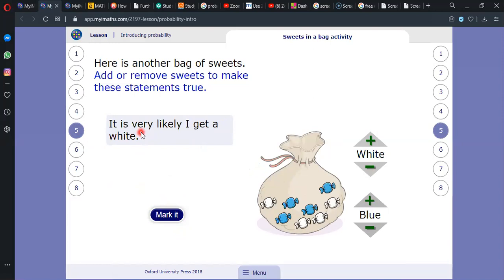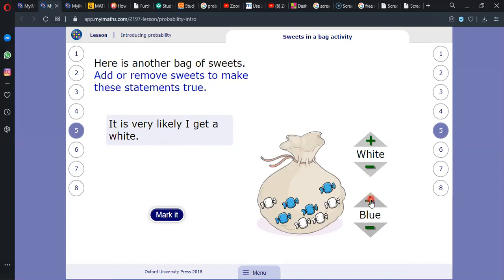Let's take one more question before we move on. It is very likely to get a white. Can you see that the question didn't say it is likely? It said it is very likely. So that means we need a lot of white sweets inside this bag to make that happen, or we need a very small amount of blue sweets to make this happen. So which one should we do?